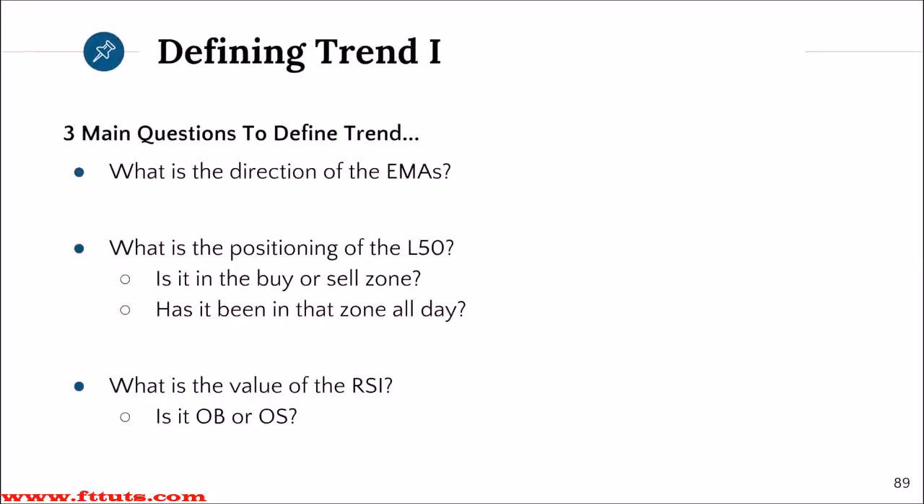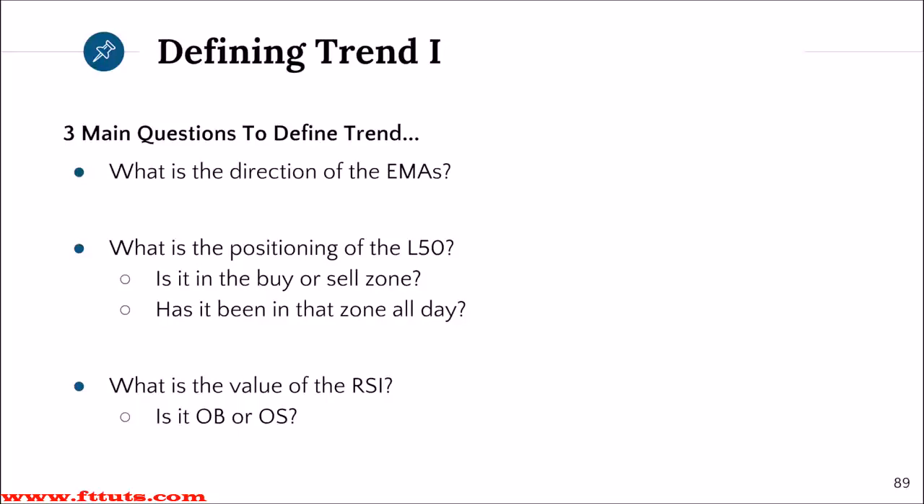Defining the trend. There's three main questions that you want to ask yourself when defining the trend. Number one, what is the direction of the EMAs? Number two, what is the positioning of the liquid 50? Is it in the buy zone or is it in the sell zone? Has it been in that zone all day? Those are two little side questions for number two that you want to make sure you write down and ask yourself as well. You also want to ask yourself, what is the value of the RSI? Numerically, is it 50, 60, 30, 20, 8? What is it? And is it overbought or oversold? So those are your three main questions that will help you define the trend.